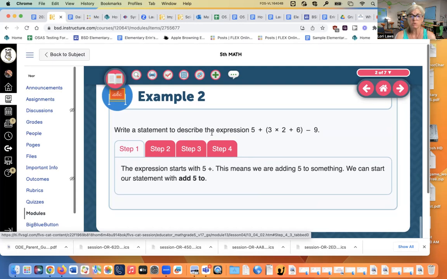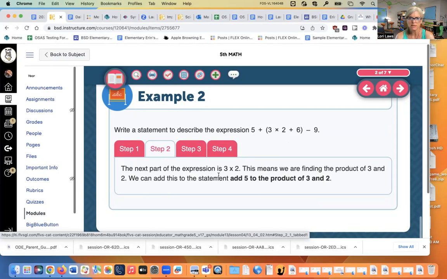Write a statement to describe the expression of 5 plus, in parentheses, 3 times 2 plus 6. Ooh, tricky. The expression starts with 5 plus. This means we're adding 5 to something. We can start it with add 5 to. Okay. Step 2, the next part is the expression 3 times 2. We know we do multiplication before addition. So add 5 to the product of 3 and 2, but actually it's not just the product of 3 and 2 because we're adding 6 more to that.